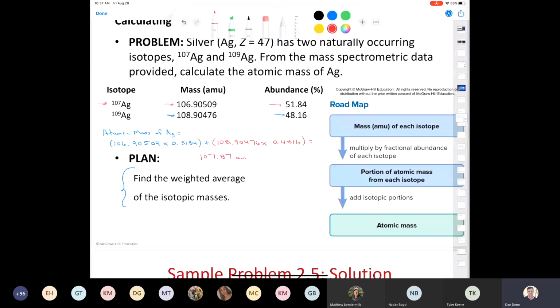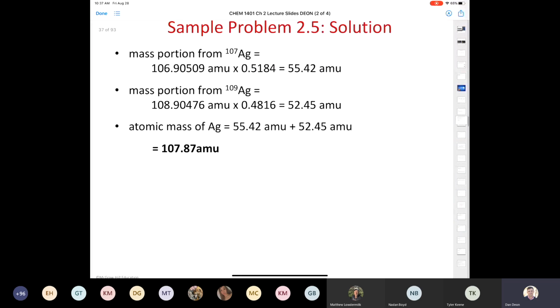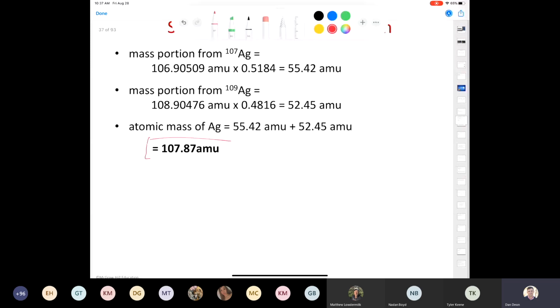So AMU is our units. And you should make sure that you can do that math, right? You solve the brackets first, okay? Anyhow, so you end up with 55.42, 4 sig figs, plus 52.45, 4 sig figs, and you add those together. You're going to have 2 decimal places, and you end up with 107.87.